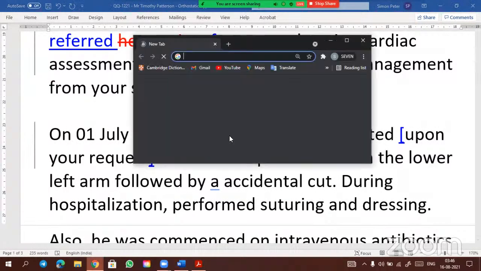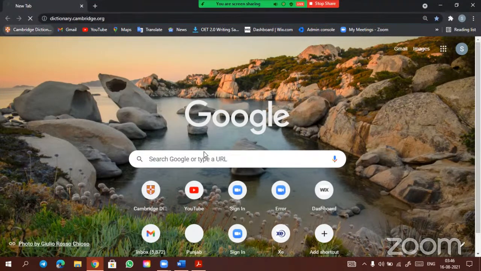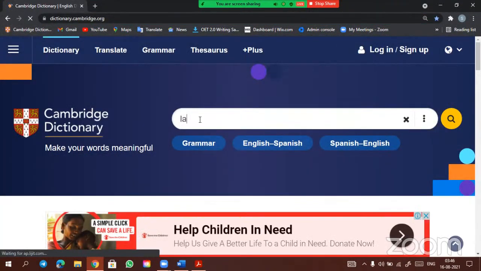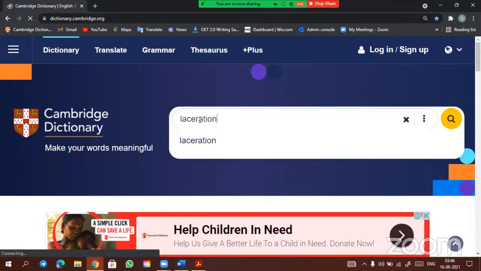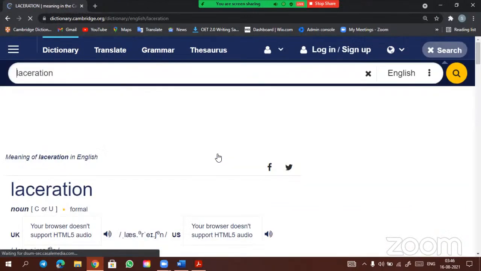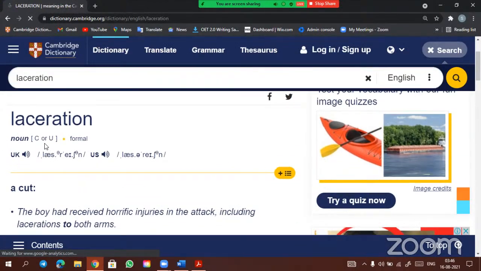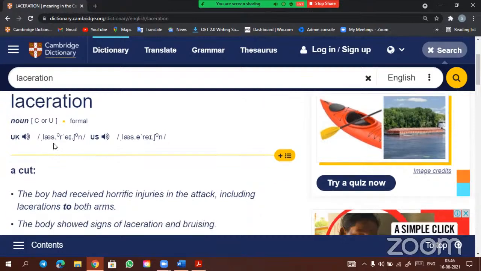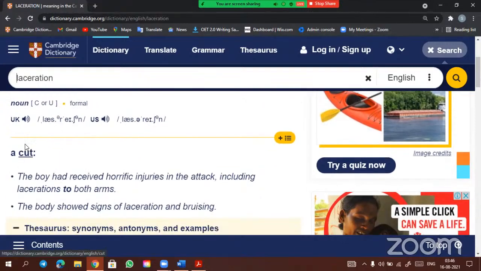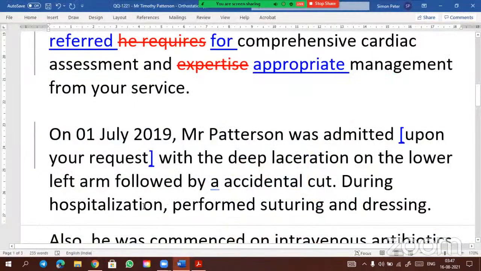What do you mean by laceration? What are the options? Concerns with this word? Laceration. Lacerations. Countable or uncountable? The boy had received a cut. Laceration means a cut. Singular. Cuts, plural. Laceration, lacerations. Okay. It's a very formal, very good word. Okay. With a deep, the deep laceration.